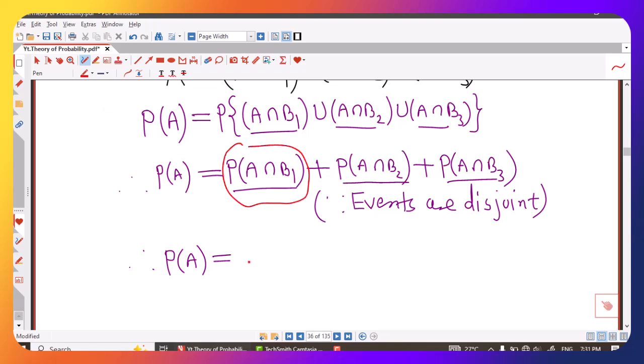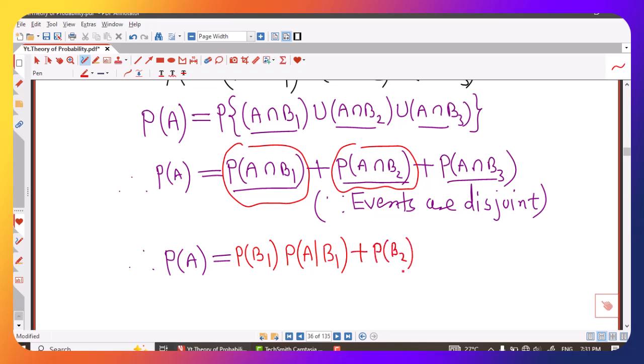So using the multiplication rule for probability, I can write the probability of A intersection B1 as the probability of B1 times the conditional probability of A given B1. Similarly, using the multiplication rule of probability again, this I can rewrite as the probability of B2 times the probability of A given B2, and similarly this we can rewrite as the probability of B3 times the probability of A given B3.